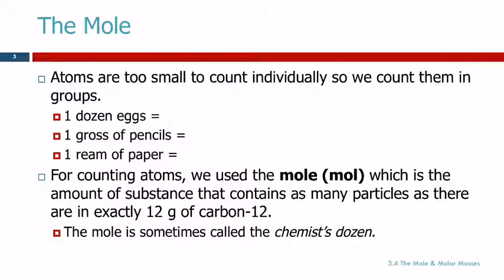And this is a concept that is actually present in your everyday life as well. So dozen is a unit that we use to count things like eggs and donuts, right? 1 dozen eggs is how many eggs? 12. So 1 dozen eggs equals 12 eggs. Why? You ever think about that? Because a dozen is 12 things, right?